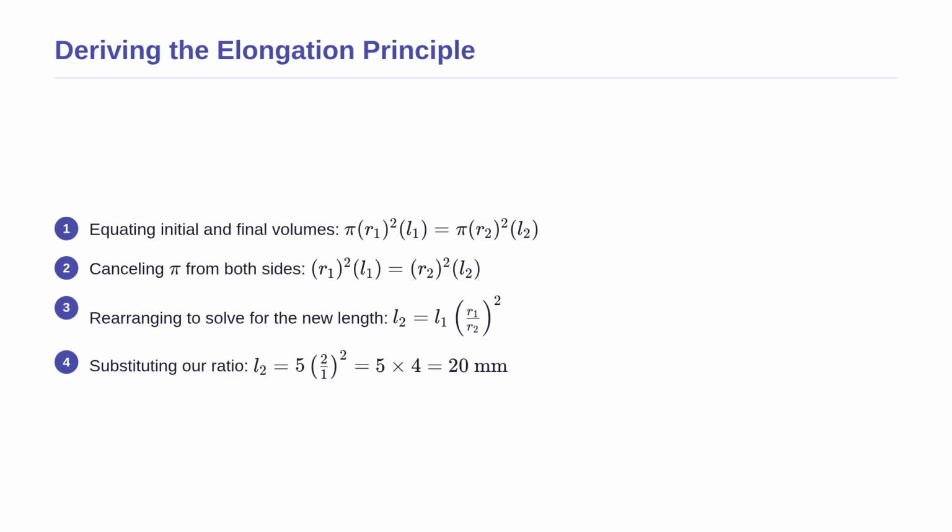Now that we have calculated the answer, let us prove mathematically why this massive elongation happens. We start by equating the initial and final volume formulas. By canceling pi and rearranging the terms, we isolate the final length. Notice that the new length is the old length multiplied by the square of the ratio of the radii. Because the radius is squared, halving the radius does not just double the length, it quadruples it. This squared relationship is the exact mechanical secret that allows earthworms to powerfully wedge themselves through tightly packed dirt.